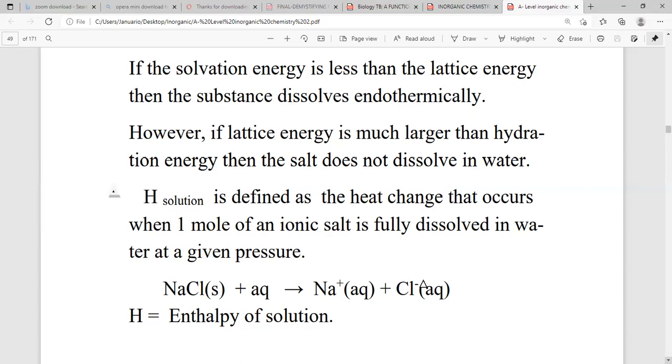So that means if the lattice energy is much larger than hydration energy, a great amount of energy is required to split this ionic salt into its constituent gaseous ions. So you expect it not to dissolve, because the hydration energy is very small.